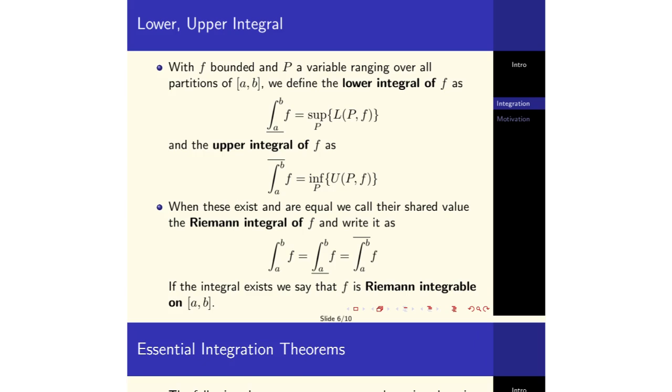So now that we have defined all of these things, we can move on to talking about lower and upper integrals. The lower integral is, to put it very briefly, the sup over all lower sums. The upper integral is the inf over all upper sums. When both of these exist and are equal to each other, then the shared value is simply called the Riemann integral. And so in this formula here, you see what we mean by the Riemann integral.